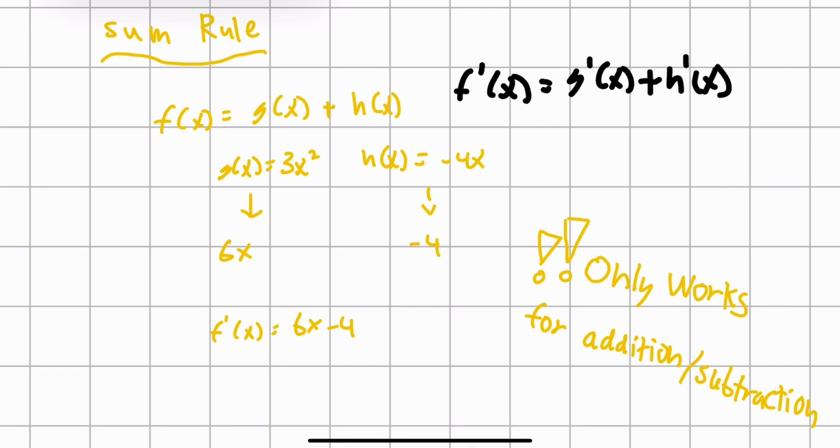For example, g of x equals 3x squared. h of x equals negative 4x. Here, we can take the derivative of them separately. For g of x, we'll use the power rule, and we get 6x.